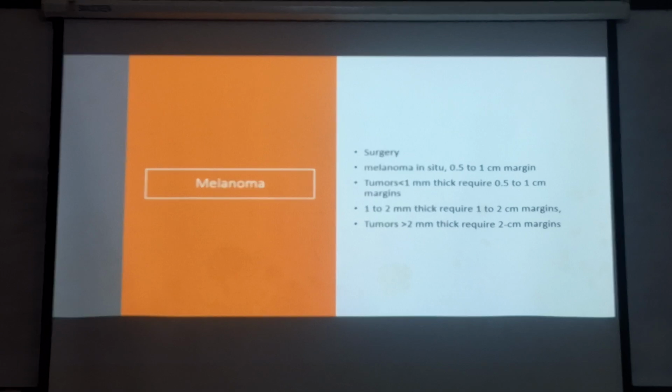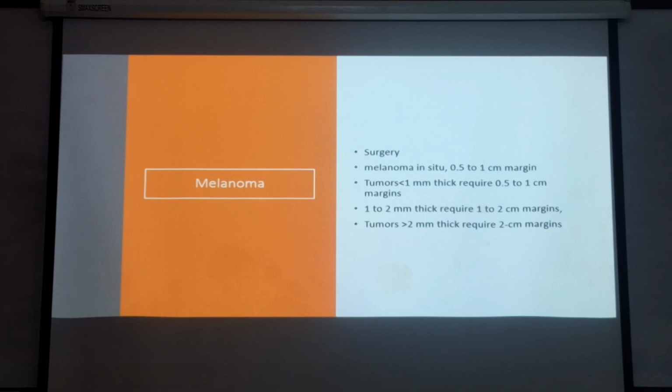For a melanoma in situ, a 0.5 to 1 centimeter margin. For a tumor of less than 1 millimeter, 1 centimeter; 1 to 2 millimeters, 1 to 2 centimeters; and greater than 2 millimeters thickness will be 2 centimeters. So just remember 1 to 2.